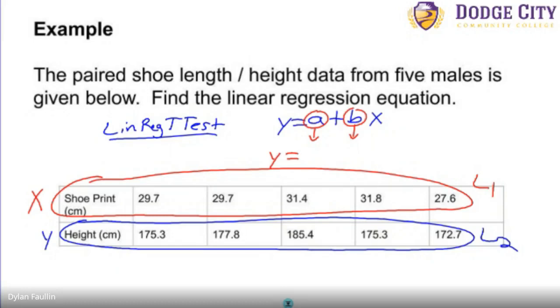You want R? We already found R previously. I think it was like 0.59 something, right? But what did we get for A and for B? 1.54 plus 1.7x. Okay, I think I'll do, probably should go 2 decimal places, but we'll just go ahead and go with that. So you get those values for A and B from the lin-reg t-test. You plug them into that formula. That's your linear regression equation.